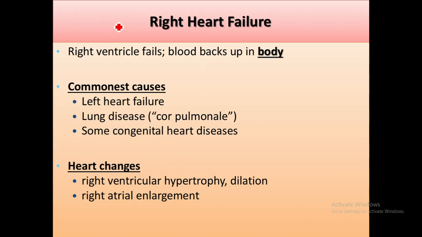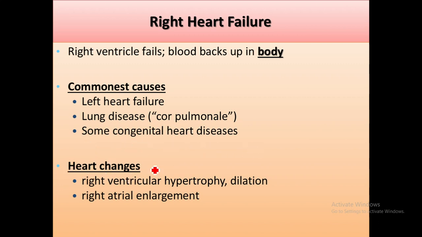So now what happens in right heart failure? If the right ventricle fails, blood backs up in the body. The commonest cause is left heart failure. If one side fails over a period of time, there will be failure of the other side also. Then lung diseases. When the primary disease is in the lung, and over a period of time it involves the right side of the heart, it is called cor pulmonale. The most common being pulmonary arterial hypertension and pulmonary embolism, or some congenital heart diseases.